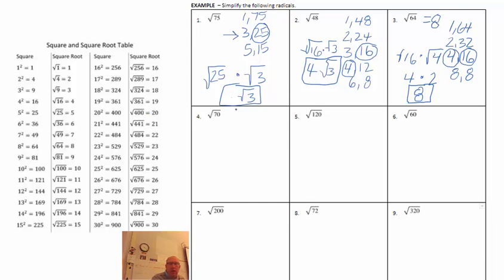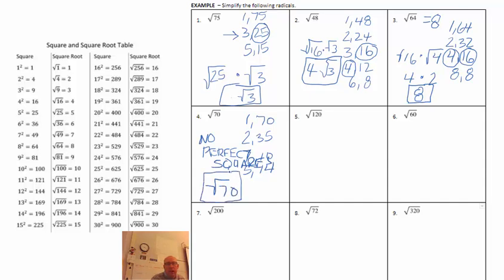We have the square root of 70. So the factors are 1 and 70, 2 and 35, and 7 and 10. I also have 5 and 14 in there. Looking at that complete list, none of those factors are perfect squares. So what that tells us, believe it or not, is that that square root is already reduced. So we're just going to leave it as the square root of 70. There's no simplification possible.